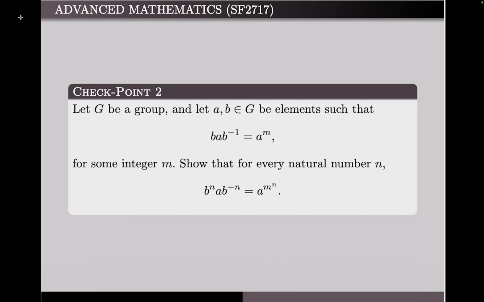Hello, in this video I'm going to solve this checkpoint problem. Let G be a group and let a and b belong to G be elements such that bab inverse is equal to a to the m for some integer m. It might be positive, negative, or 0. Show that for every natural number n, b to the n, a, b to the minus n equals a to the m to the n.